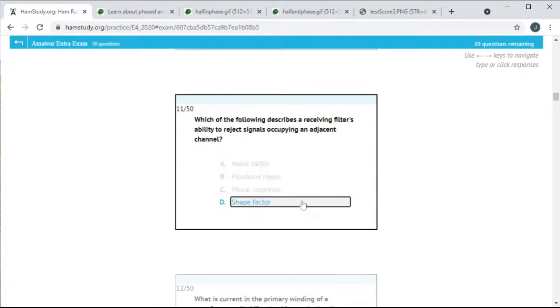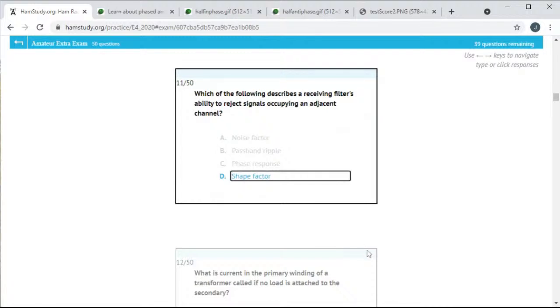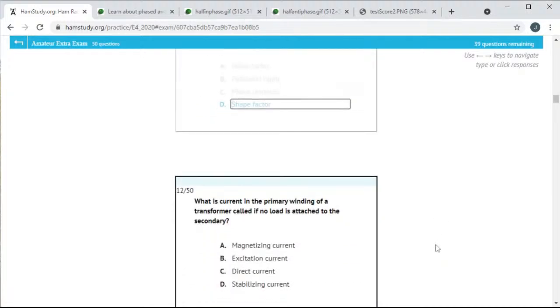I'm going to go with shape factor. I think it's wrong, but well, Gordon, just for reference, if you're going for your foundation, I believe your foundation's your entry level. This test here is the amateur extra, which is the final level. This is the highest test.